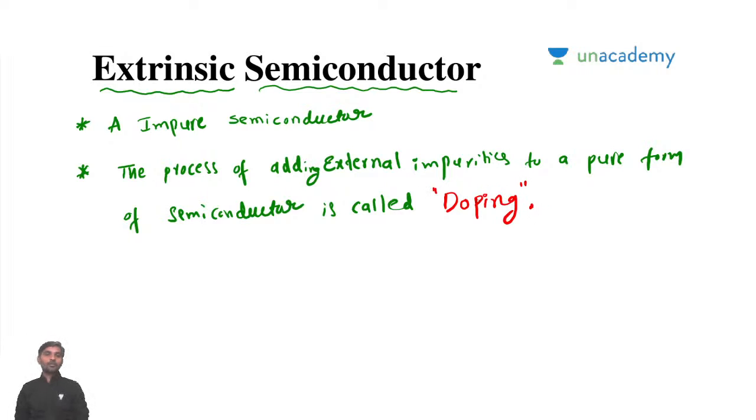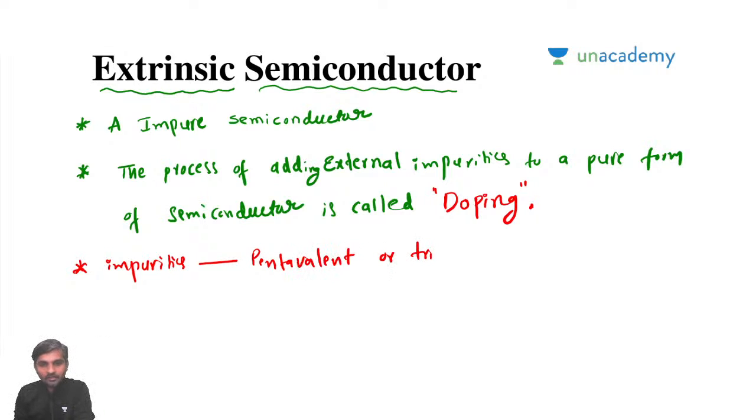Doping is the process of adding external impurities to a pure form of semiconductor. What do we mean by impurities? Impurities means either pentavalent or trivalent atoms. Adding pentavalent or trivalent atoms to an existing pure semiconductor, which makes it impure, is nothing but doping.